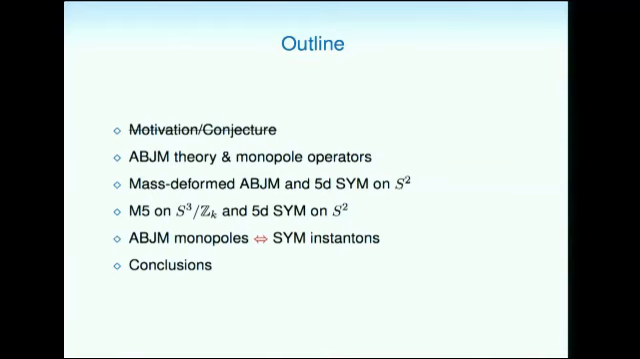So, a very quick review of ABJM theory and monopole operators, which we'll then use to look at the mass deformed version of ABJM and 5D Yang-Mills on S2. And then we'll move on to look at the M5 brane on this particular S3 mod Z_k manifold, and how that theory is also related to 5D Yang-Mills on S2. And finally, once we've got all these ingredients, and we see that these M2 and M5 brane theories agree at the perturbative level, one can go to the non-perturbative level and see how ABJM monopoles and monopole operators, in this case, map one-to-one to these super Yang-Mills instantons.